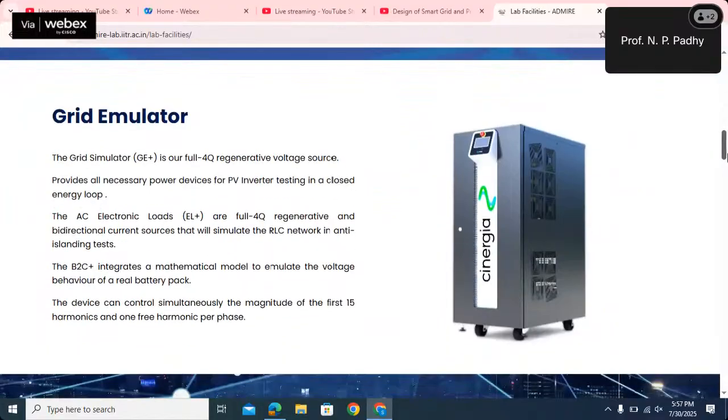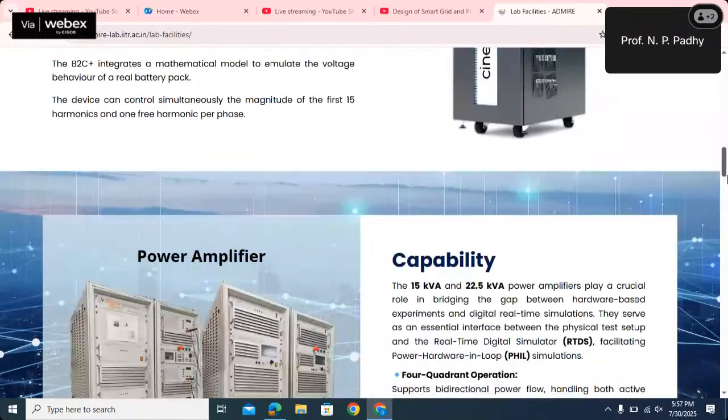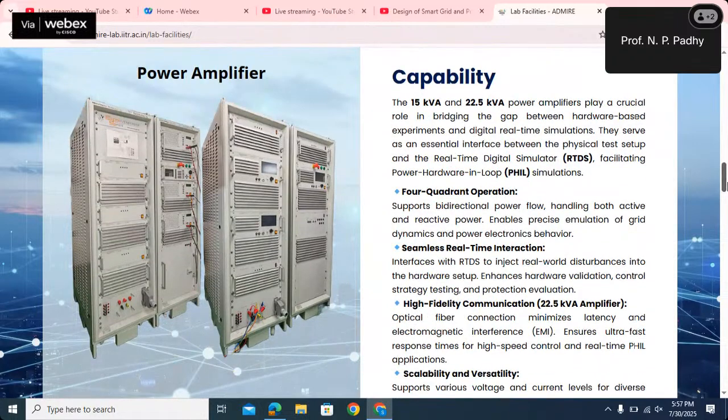Then we have a grid emulator, because these are all updated versions. That's what I wanted to show you. So we have a grid emulator. Then we have a power amplifier. And you see how many power amplifiers we have? Two. One is a 15 kVA capacity, the other is 22.5 kVA, which means 37.5 kVA loading I can connect.